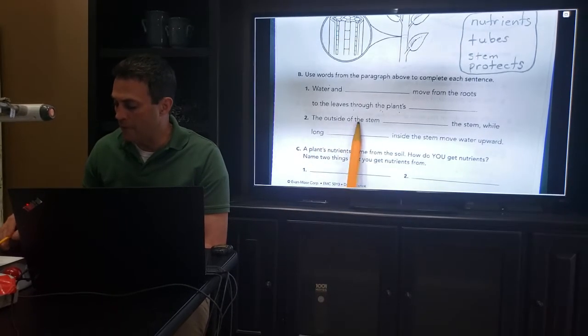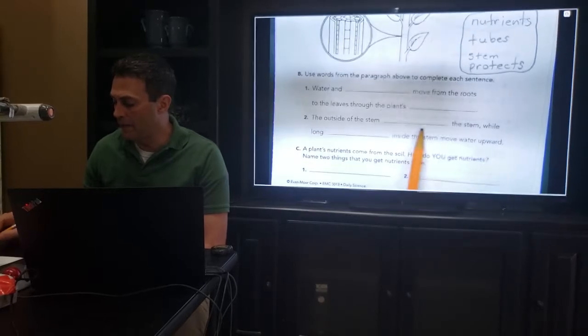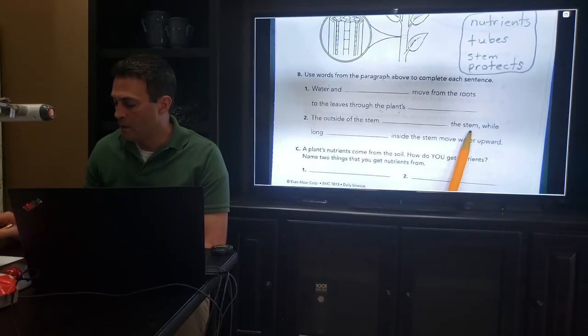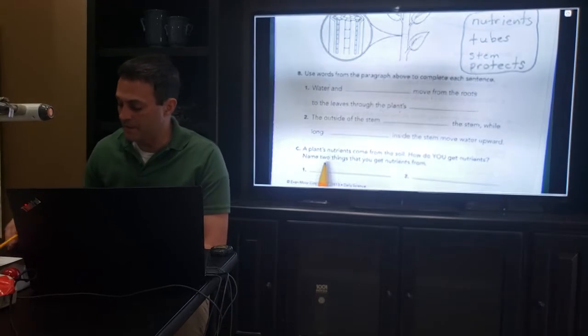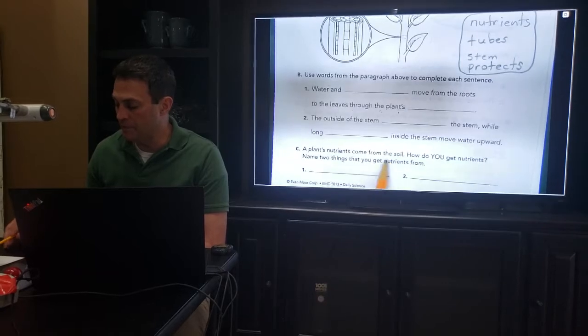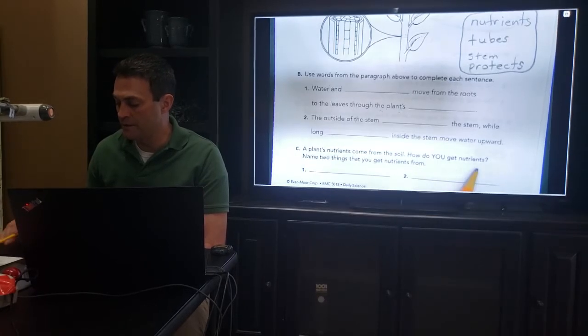The outside of the stem, blank the stem, while long blank inside the stem move water upward. And then part C says, a plant's nutrients come from the soil. How do you get nutrients? Name 2 things that you get nutrients from.